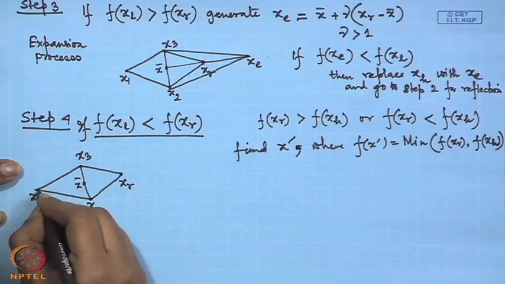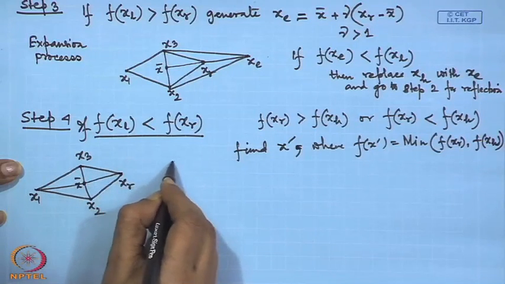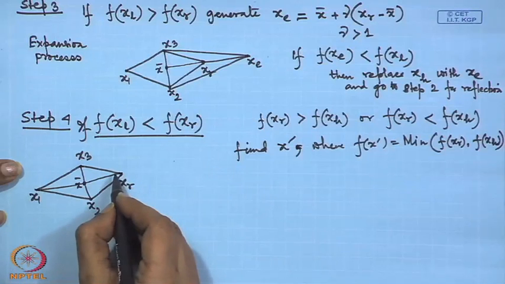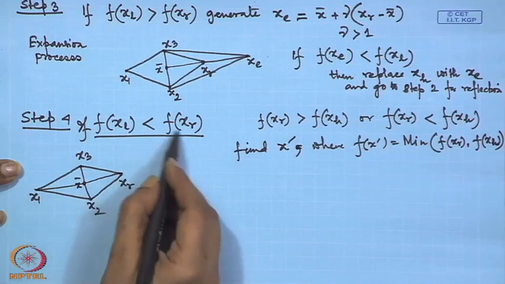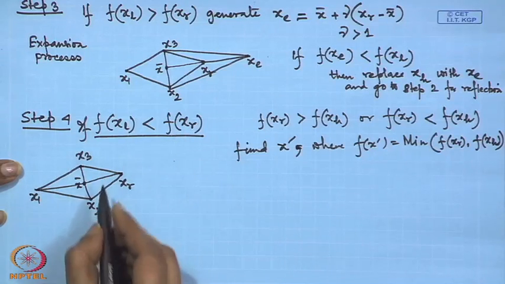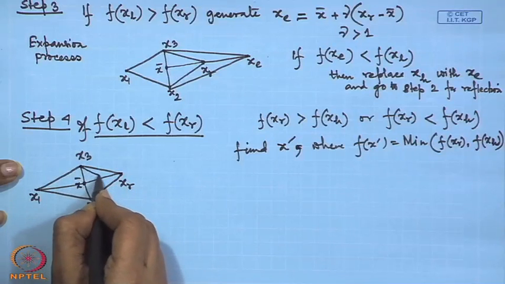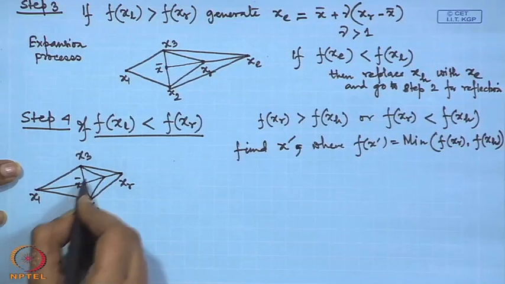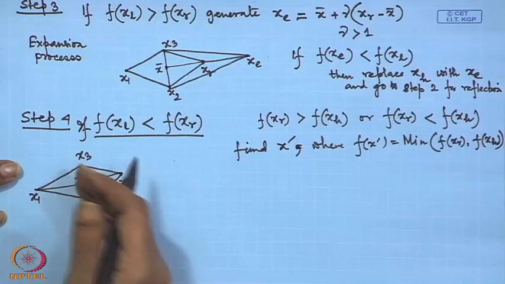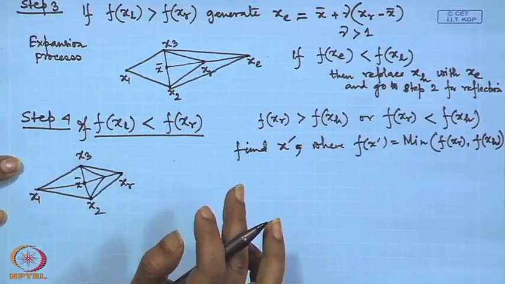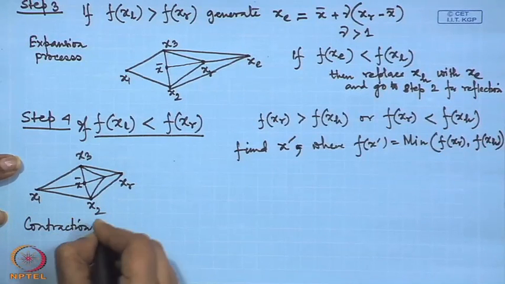In the contraction process, we will not expand it, we will not go further, because we could see that if I just move up to xr, the functional value we are not getting is better. That is why we will just move to the left side, and we can generate this point and we can generate here also. That must be within this region. That is the process of contraction. That is why this process is named the contraction process.